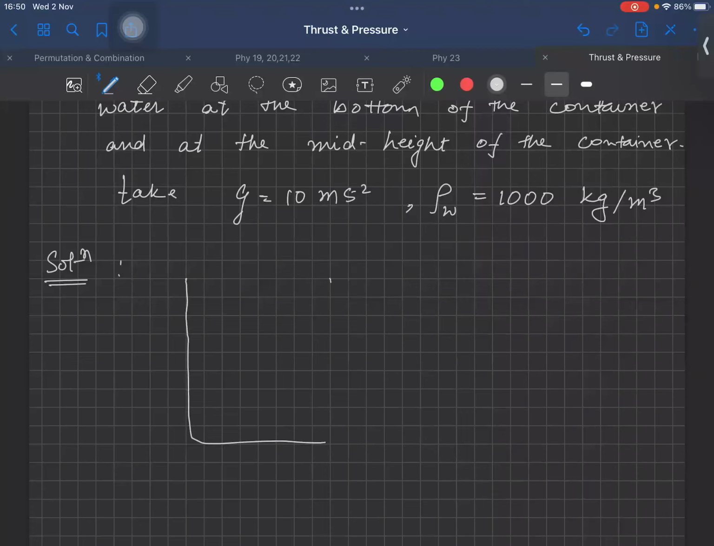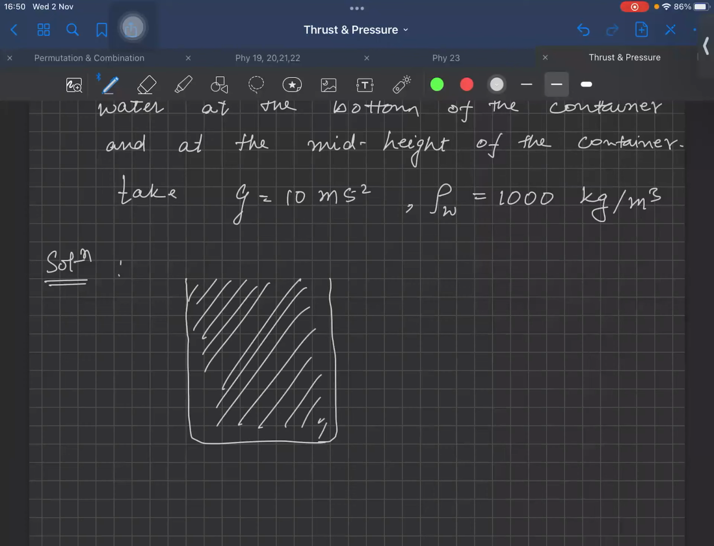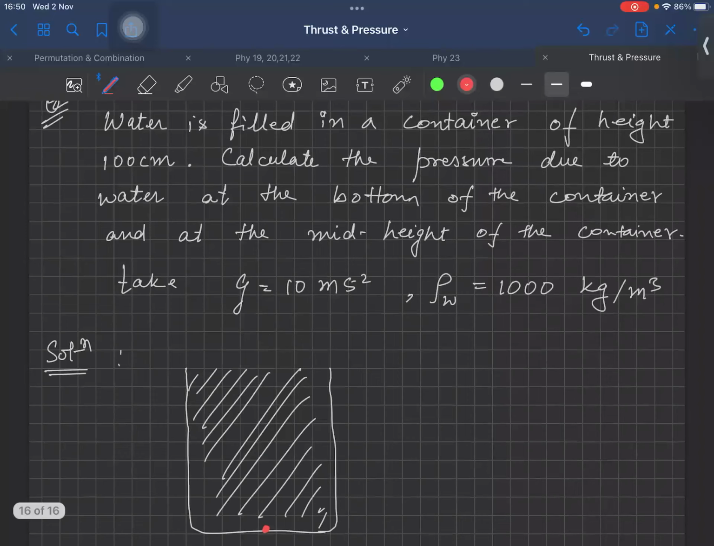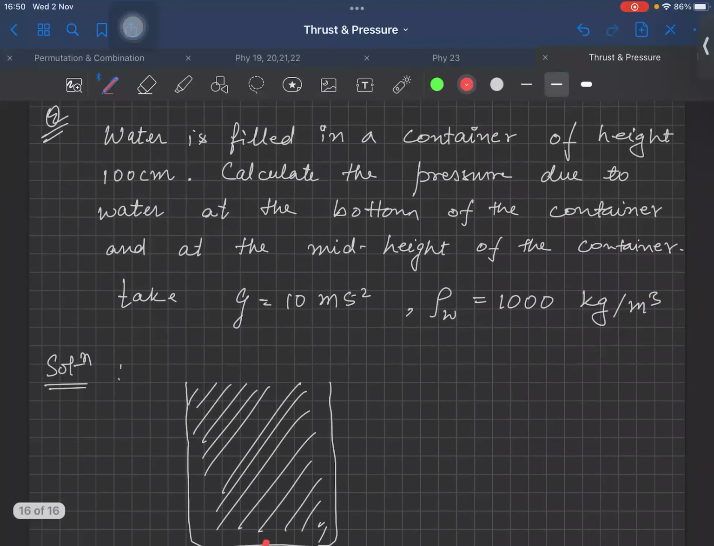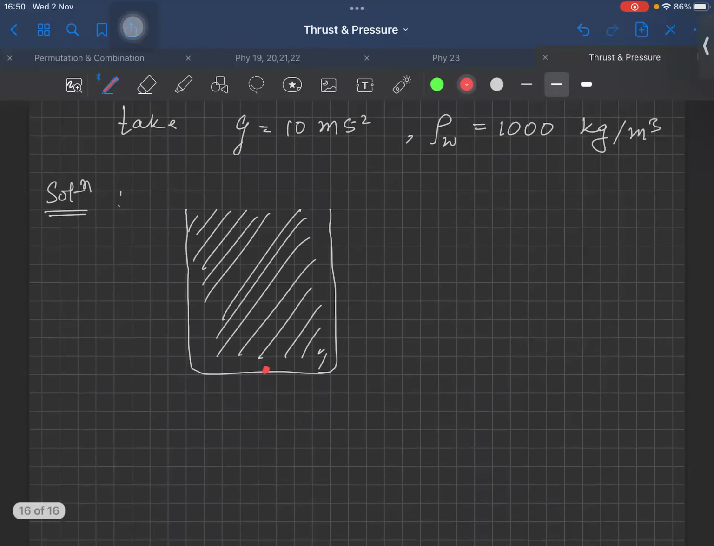So first you make the container. Whenever there is a problem, you always start with that. It's given that the container is filled with water. Let's say this, and you have to calculate at the bottom, because of this water, what will be the pressure at the bottom. Read the question properly. It's written only because of this water, right? Pressure due to water only we have to calculate. We don't have to calculate any other pressure.